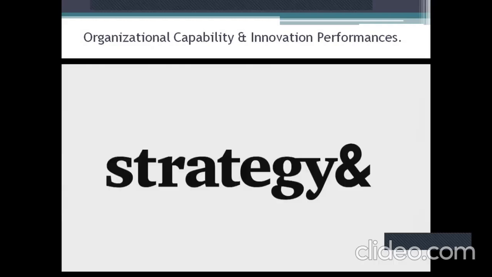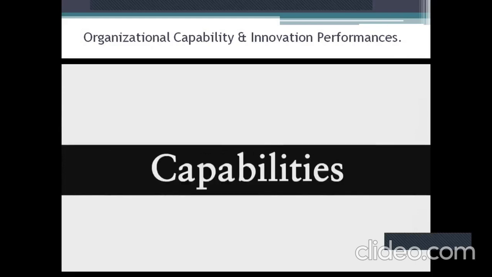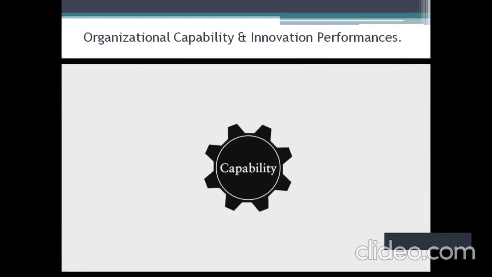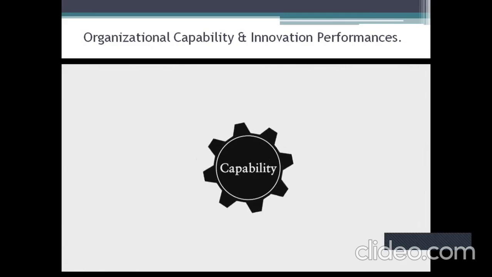At Strategy& we believe that value is created through what a company does, its capabilities, rather than what it has or sells. Only when you identify what you are great at and how this greatness matches with market needs do you have a value-creating strategy.